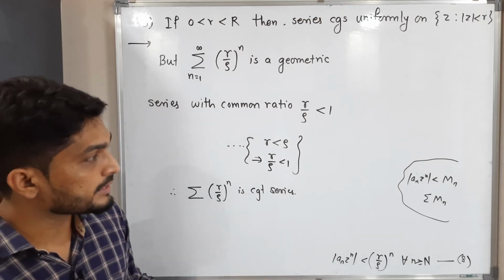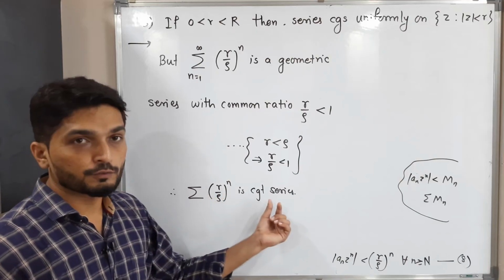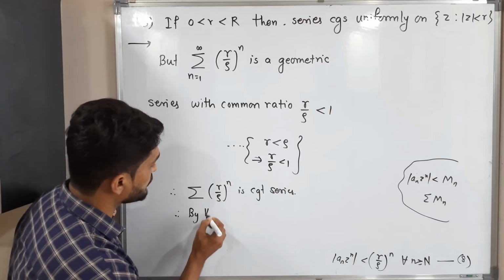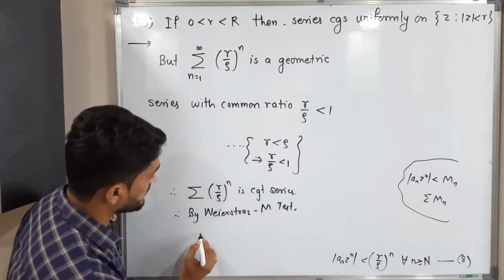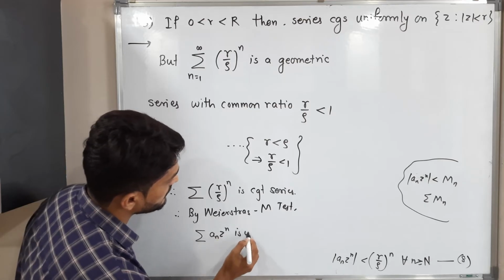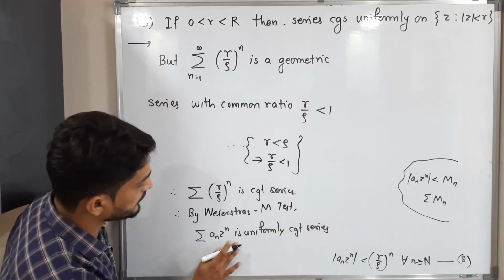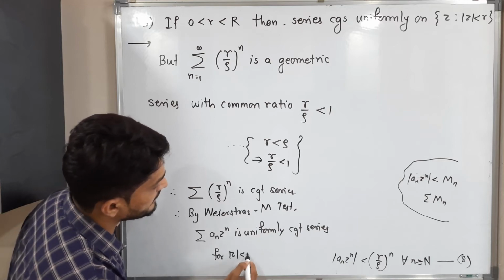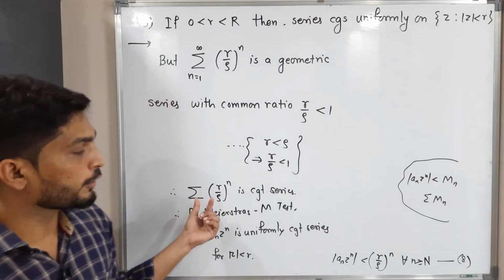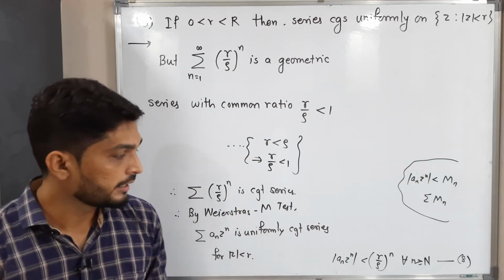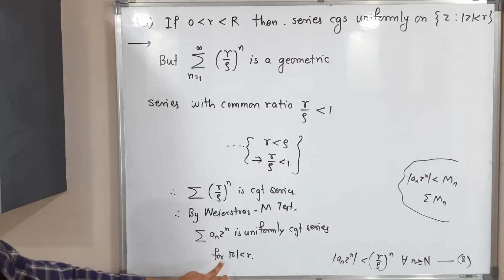Here I am also going to do the same. In place of M_n, we have this r by rho raised to n. It's a convergent series. So therefore, by the Weierstrass M test, summation a_n z raised to n is a uniformly convergent series for mod z less than r. I should carry this condition, we have used it there. So if this series is convergent, since it is a geometric series with common ratio less than 1, then by the Weierstrass M test, definitely we can say the given series is uniformly convergent for this domain.